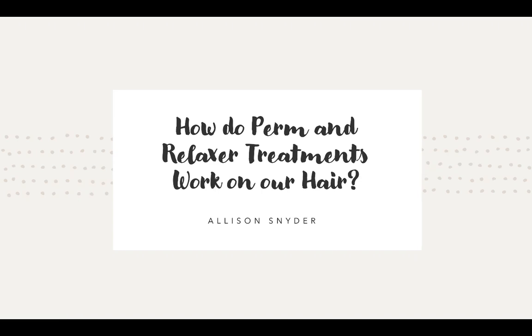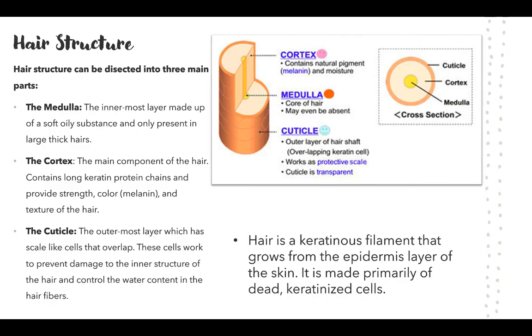I'm going to talk about the chemistry of hair perms and relaxers. First, before we get into anything else, let's take a look at the structure of our hair. Hair is a keratinous filament that grows from the epidermis layer of the skin. It is made primarily of dead keratinized cells.